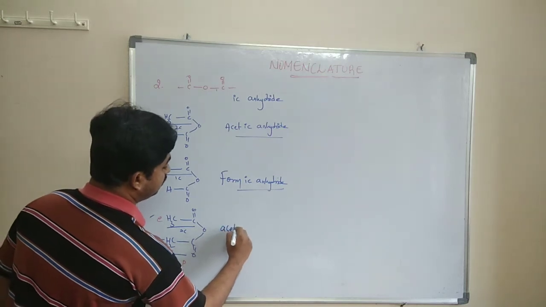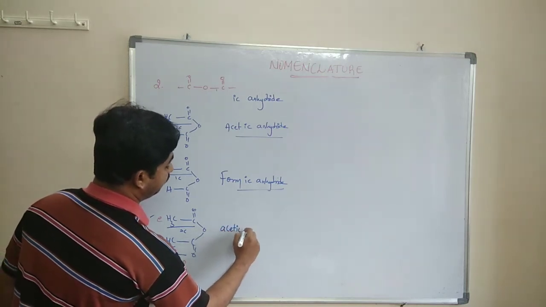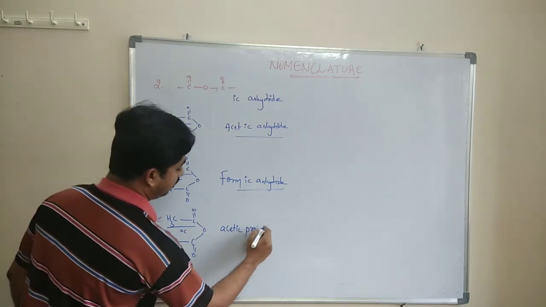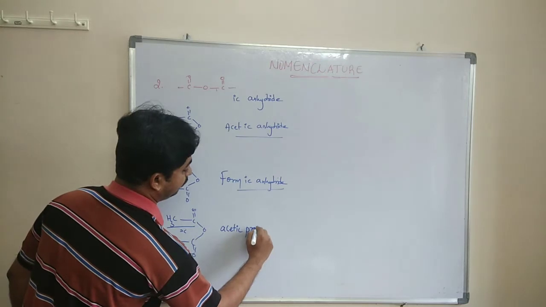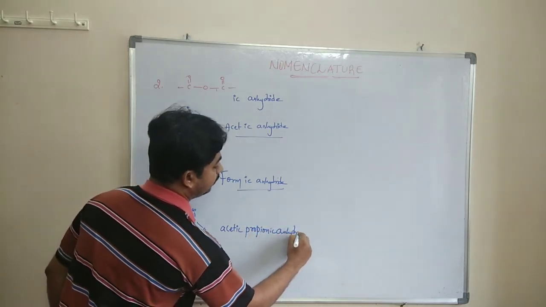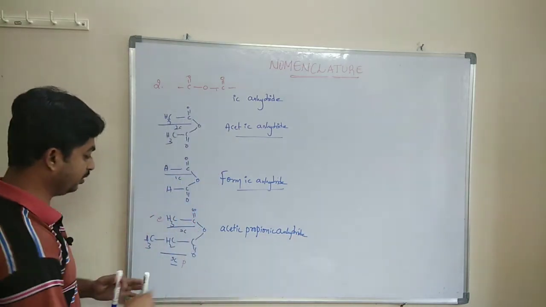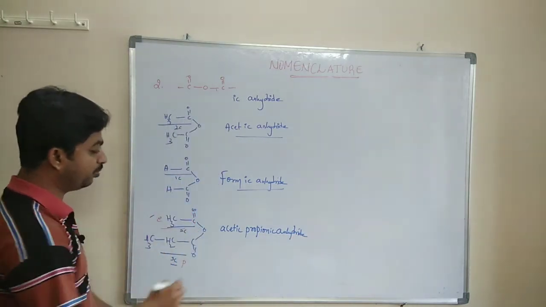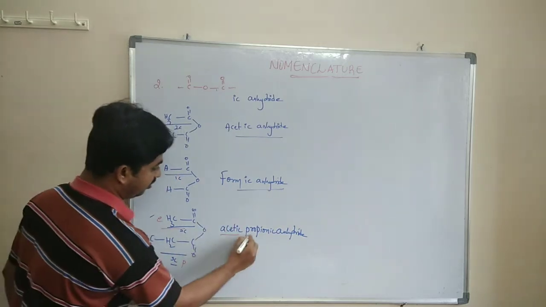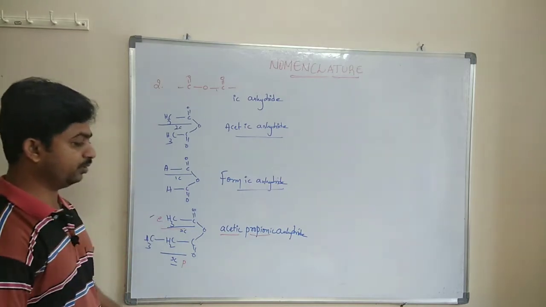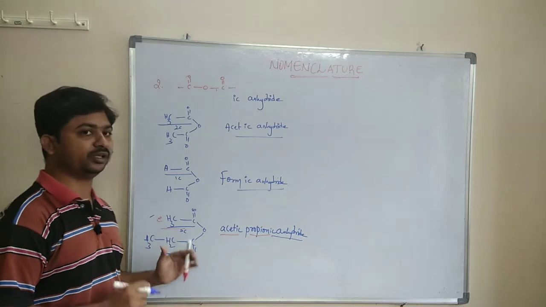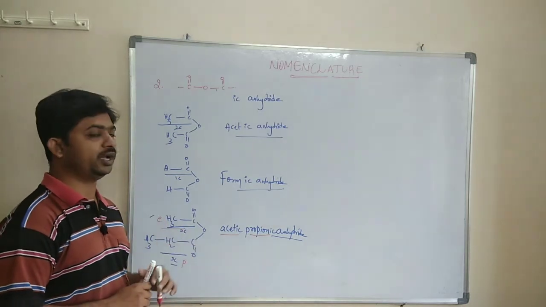So if 2 carbons are there, the word root becomes acetic acid. If 3 carbons are there, propionic. Propionic anhydride is the name of this compound. So for 2 carbons, acetic is the word root. For 3 carbons, propionic is the word root. So the suffix is ic anhydride. Like this we can give the names for the anhydrides.